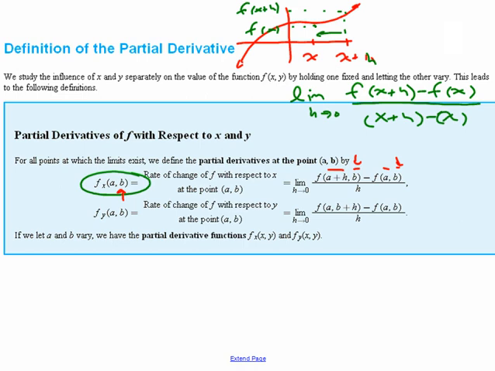And if we look at the next case down here, the rate of change with respect to y, what we're going to do is fix our x value now. So this is now going to be fixed. So we look at f of a, b plus h, minus f of a, comma b. So notice the a's stay the same. So we're letting our y value increase by just an infinitely small amount. So these are the two formal definitions of our partial derivatives.